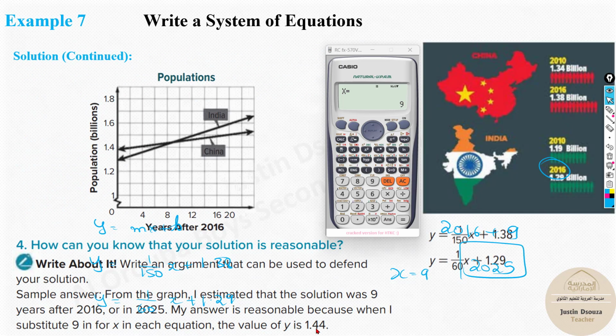So now, sorry, I'll just tell you what they are telling over here. They're telling if you put this x value in both these equations, what's the answer you're going to get? You're going to get 1.44 in both the equations. That means x is the solution. That's it. 9 is the solution. But remember to add 9 to 2016.